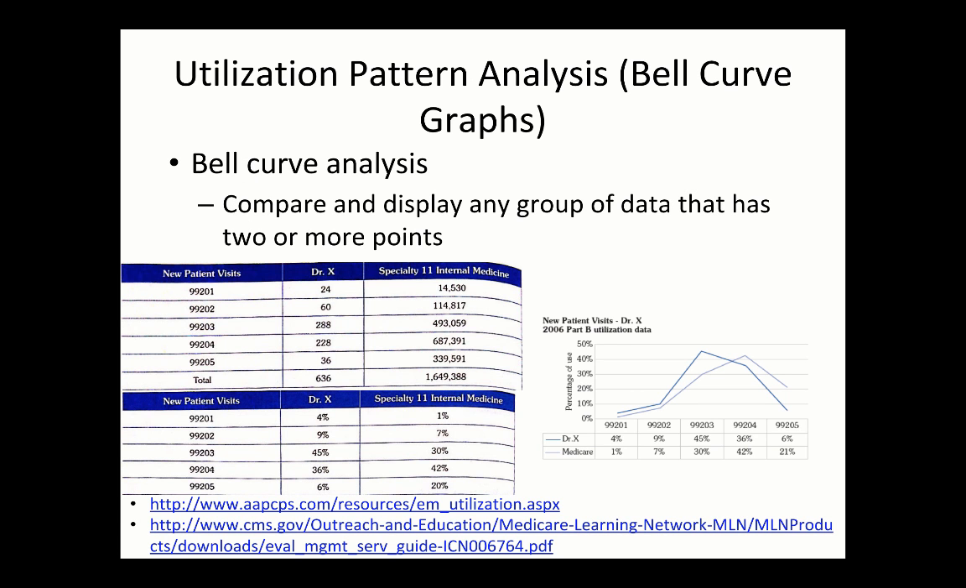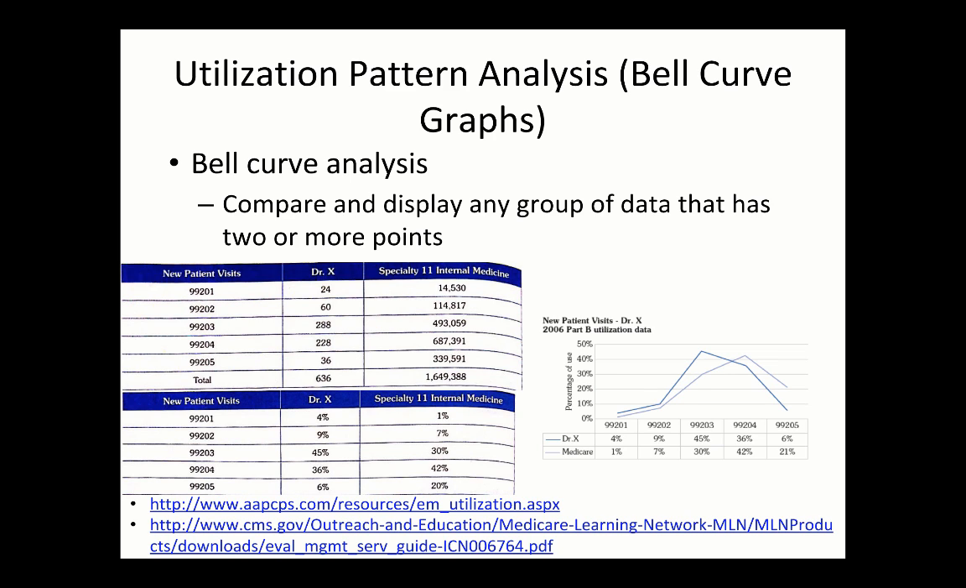A utilization pattern analysis using bell-shaped curve graphs is one way in which you can compare and display any group of data that has 2 or more points. Let's say you have a physician called Dr. X that practices in internal medicine, and you wanted to compare Dr. X's volume of new patient visits using evaluation and management codes, or E&M codes.